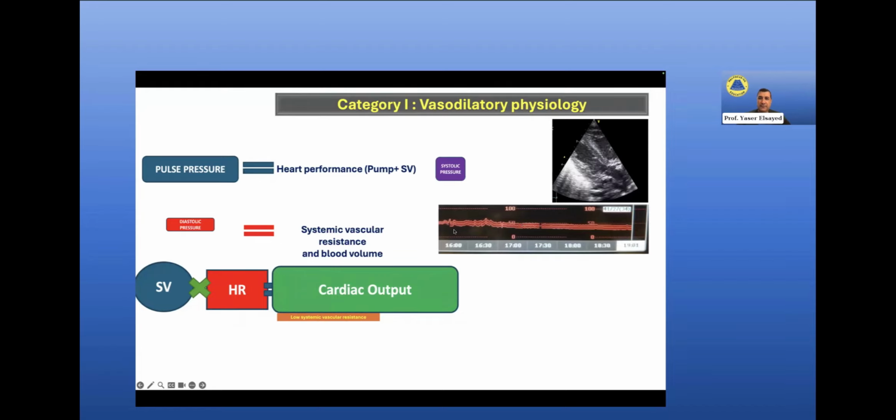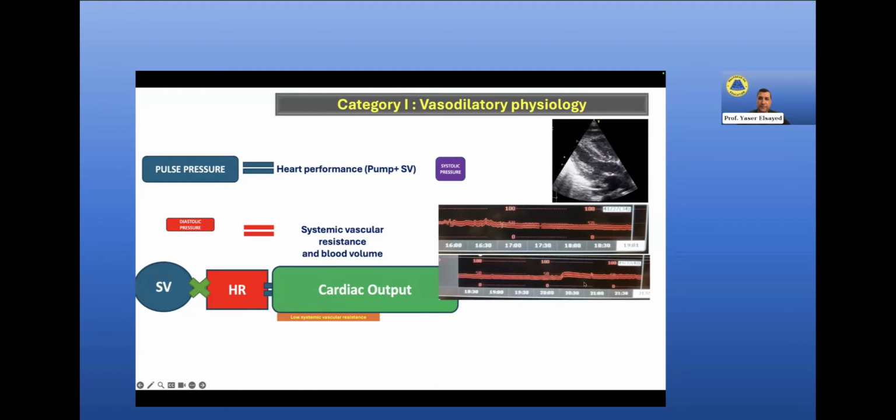As you can see here, the blood pressure trend is very helpful to diagnose it. So you can see the three lines of invasive blood pressure. The lower one is the diastolic, the top one is the systolic, and the red area is the pulse pressure. Pulse pressure is maintained all over, but the systolic and the diastolic, both of them, are parallel and trending down with maintained normal pulse pressure. So this is vasodilatory physiology.